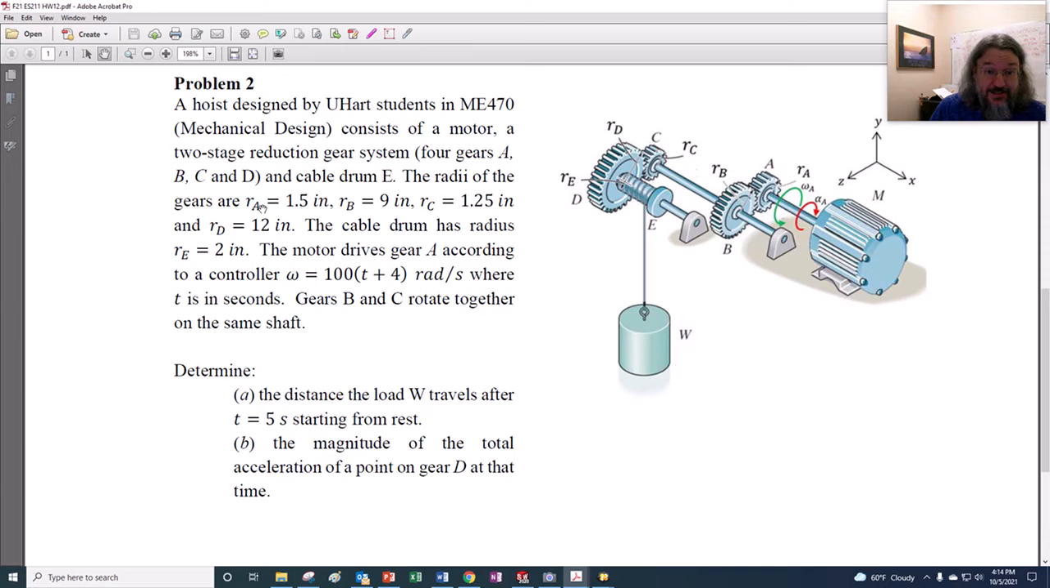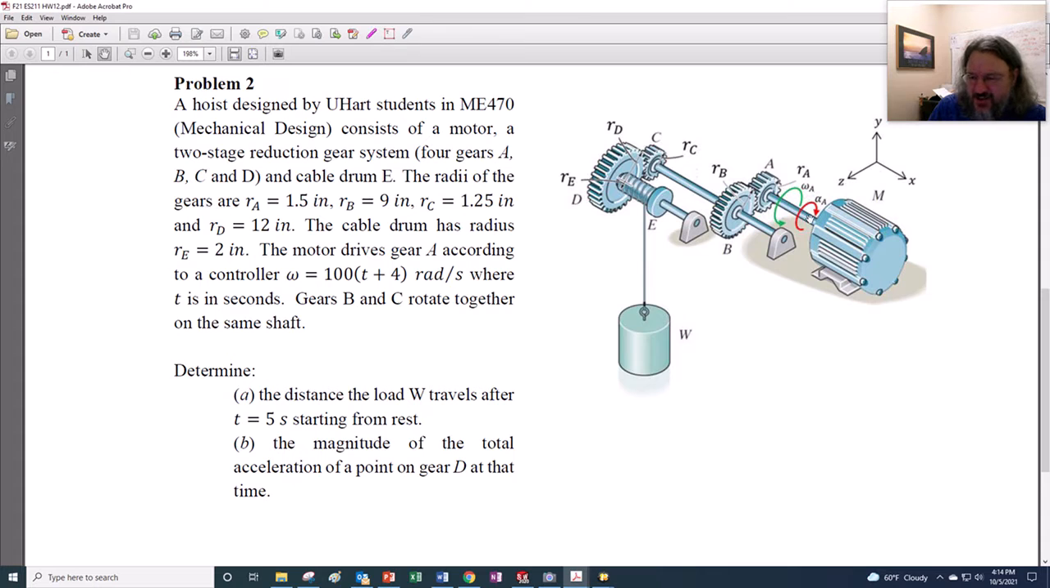and the radii of the gears: this is 1.5 inches, and this is 9 inches, this is 1.25 inches, and this is 12 inches, and this drum has a radius of 2 inches. And this motor, interestingly enough, has a motor controller that controls it so that omega is equal to 100 times t plus 4 radians per second. And we want to find the distance that W travels right here.